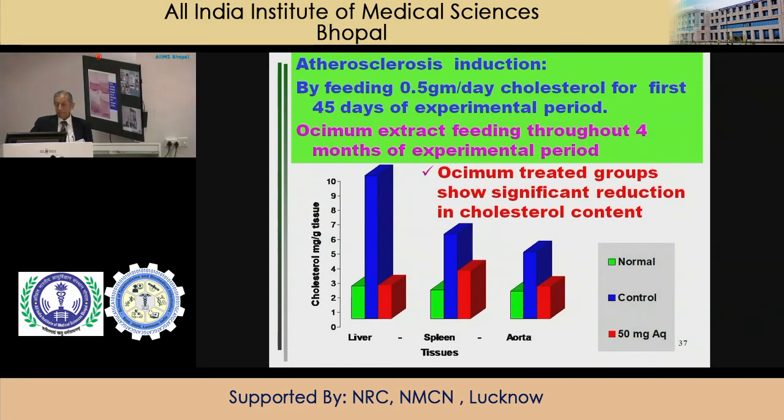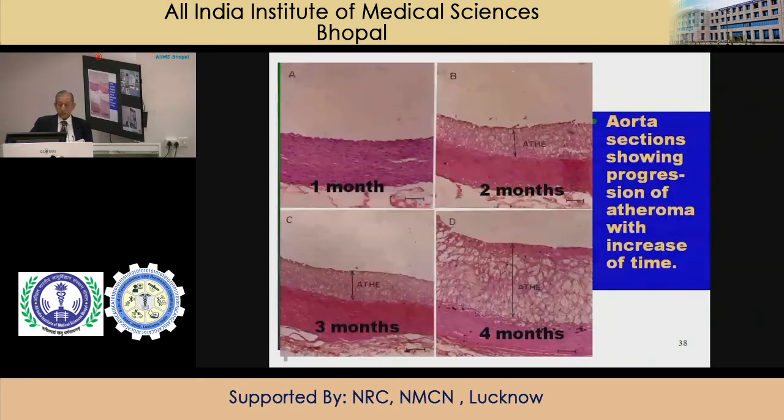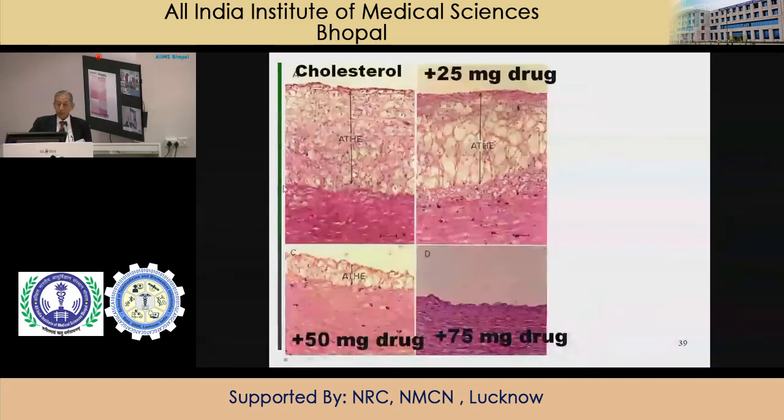This is the aorta sections in those animals. At 1 month there is nothing much. At 2 months you can see the cholesterol deposits. At 3 months, 4 months, the atheroma is there. Now what happens if you give 25 milligram of the drug? There is not much difference. At 50 milligram there is a difference. At 75 milligram the whole cholesterol is removed.